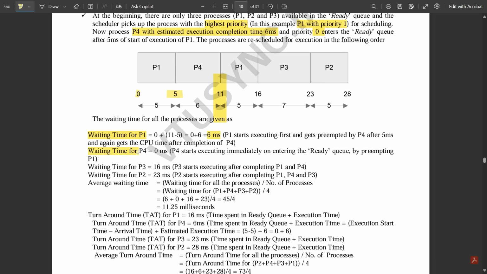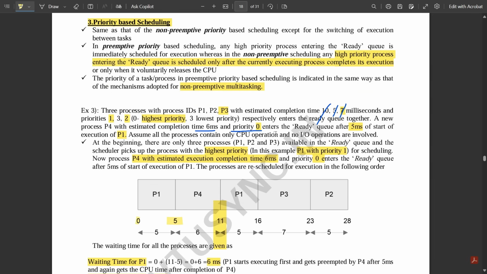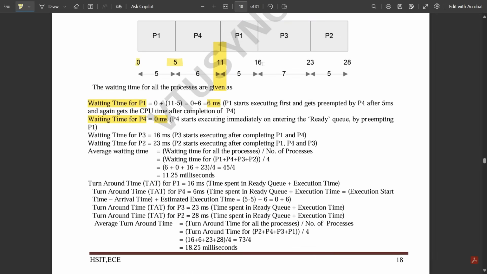Similarly for P4, it is 0 milliseconds. Why? Because initially it was at 0. It need not wait, because it has the highest priority. Since it has the highest priority, it would be executing first, so it should not be waiting at all. Okay, next is the waiting time for P3. For P3 it is 16 milliseconds.